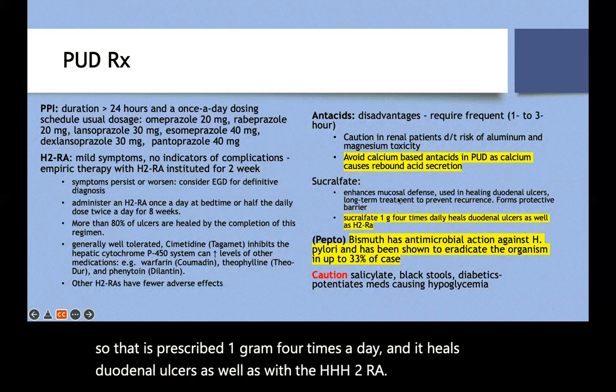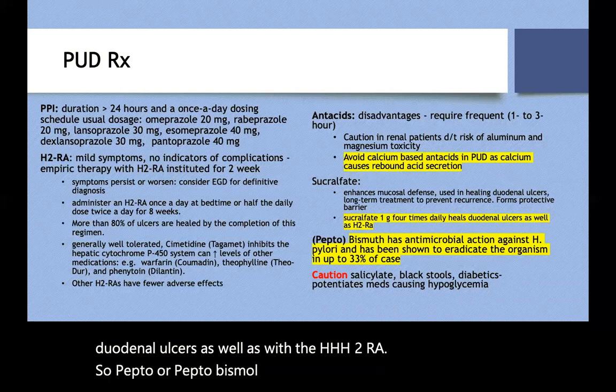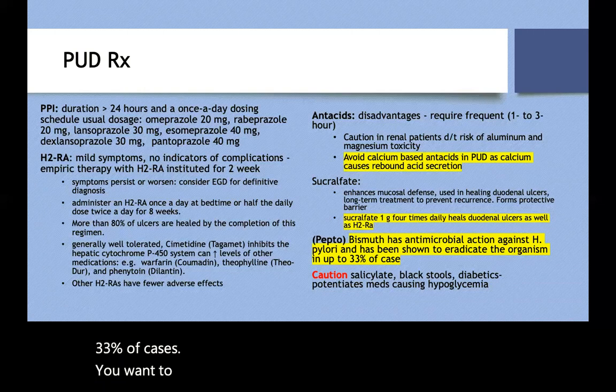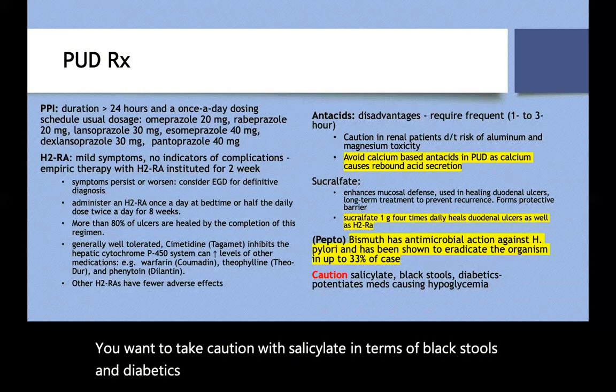So Pepto-Bismol has antimicrobial action against H. pylori and has been shown to eradicate the organism in up to 33% of cases. You want to take caution with salicylate in terms of black stools, and in diabetics it potentiates meds, causing hypoglycemia.